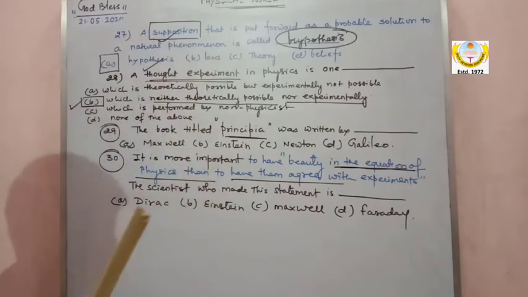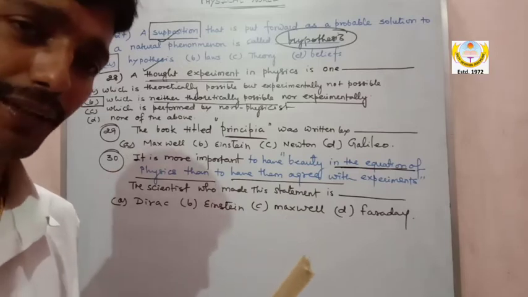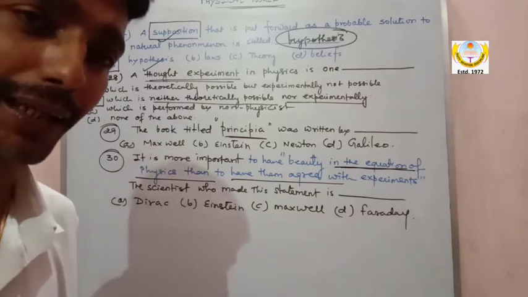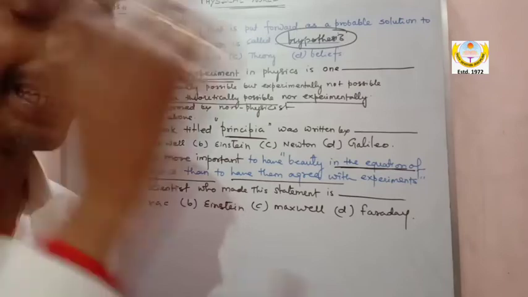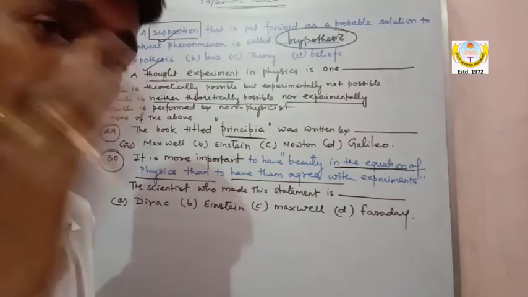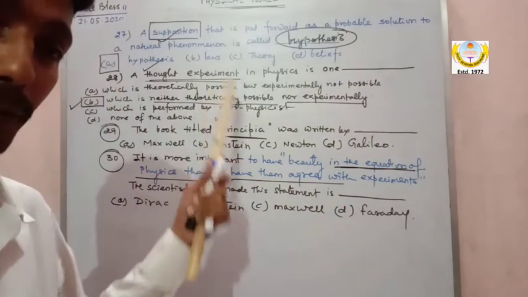I hope it is clear, my dear. So the first one was supposition, which is put forward as a most probable solution. Any supposition is taken as a probable solution for some natural phenomenon, but that was a supposition, child, that is hypothesis.